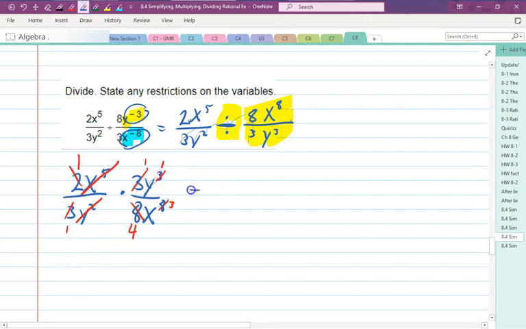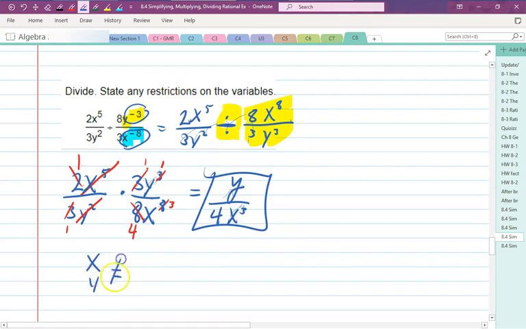Now I can go through and multiply whatever's left over. On the left-hand side, I have the 2 canceled out and the x to the 5 canceled out. The 3 canceled out on the right-hand side, leaving me with a simple y on top. And then on the bottom, again, the 3y squared canceled out completely. I have a 4x cubed left over on the bottom. And then it did ask for restrictions, so obviously both x and y cannot equal 0 because there's no adding or subtracting there. So those are the restrictions.